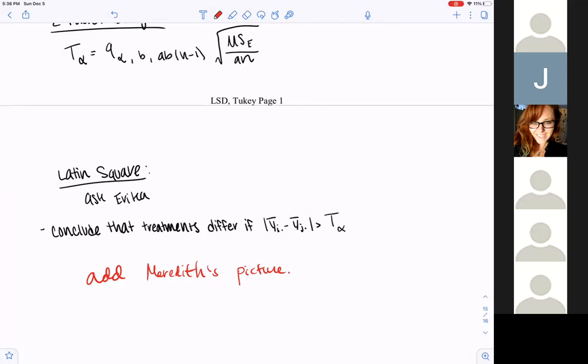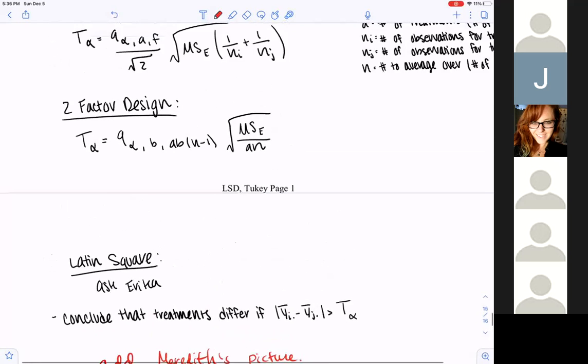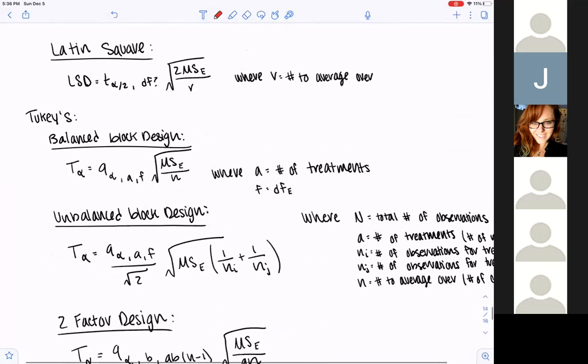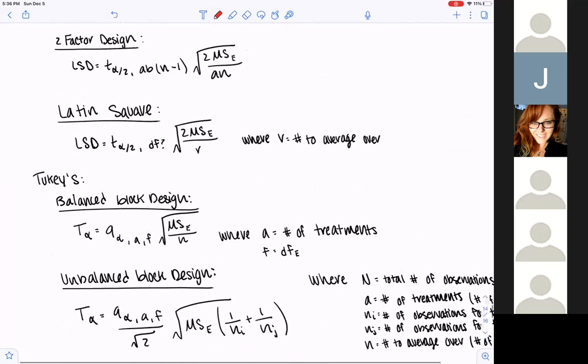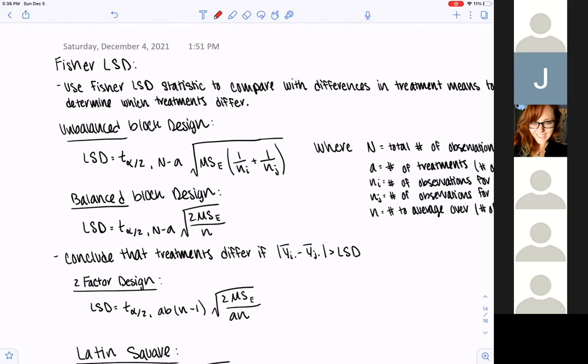So let's talk a little bit about these tests. I'll start with Fisher since I'm more confident about this one. For the Fisher LSD, we're taking our alpha of choice and dividing it by two. The reason we divide for the T distribution is because it's symmetrical. When we want a confidence level, we have to divide it by two because it's symmetrical. It could be on either side.